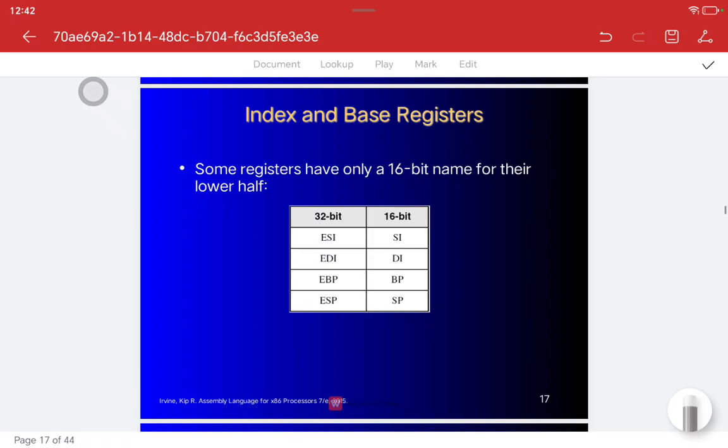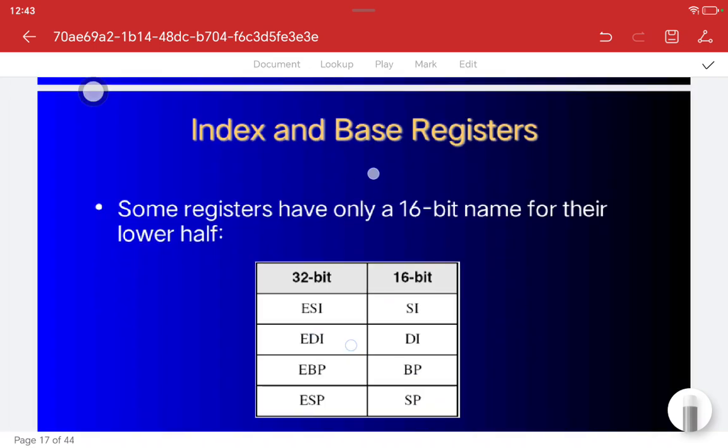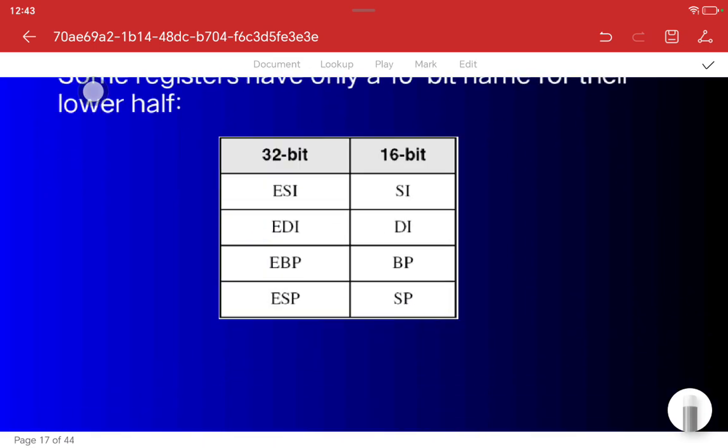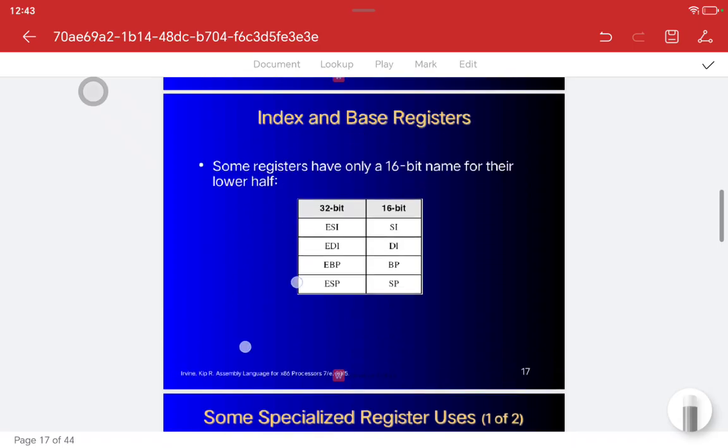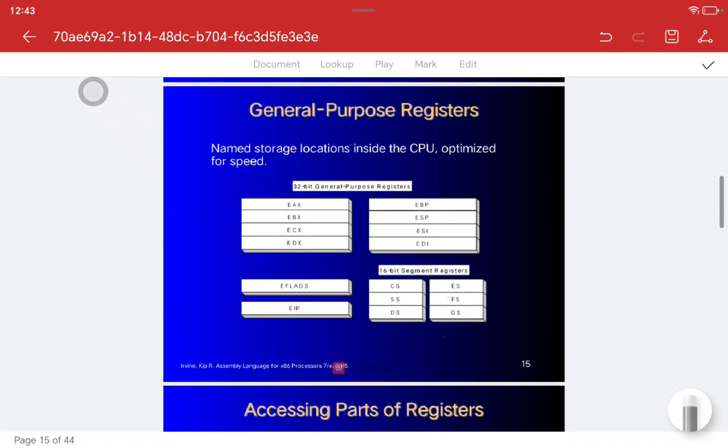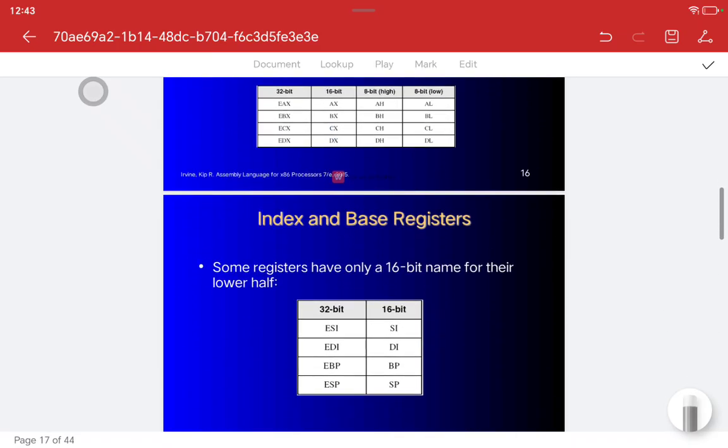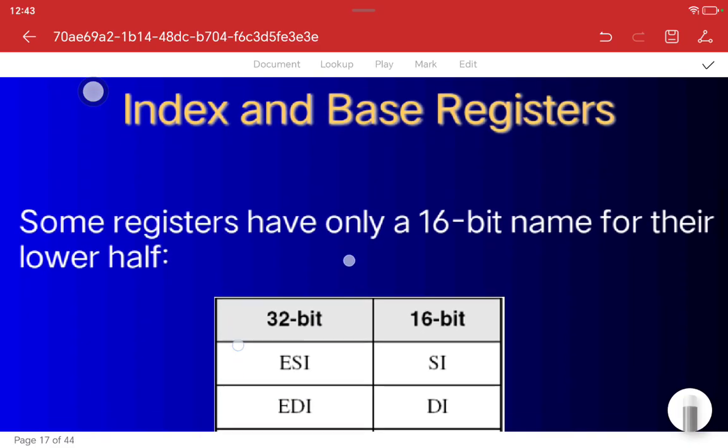So yeah. Now, if we come to the index and the base registers, some of these registers have only a 16-bit name for their lower half. So it means that these ones never go to 8-bit registers. You see, right? They are the ones here on the right. They never go to 8. They only end at 16. So when we consider the 16, we only get rid of the E.